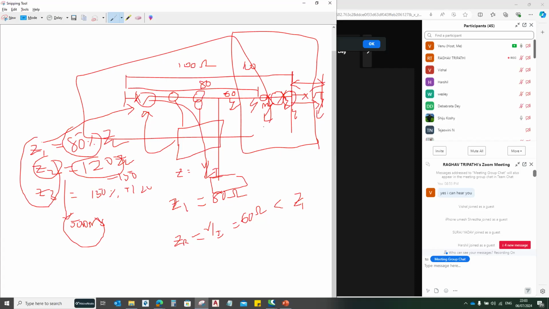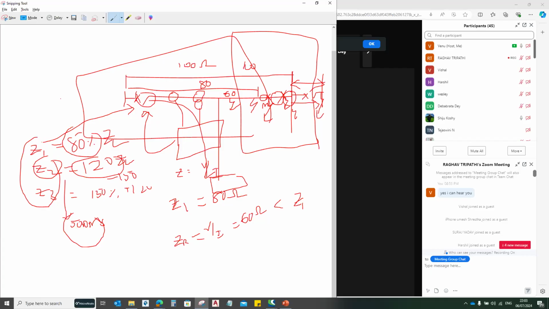To maintain this, they go with 80%, 120 to 150%, then 150% of the protected line plus 100% of the next shortest feeder. So that is time grading. Zone 1 will be instantaneous, zone 2 will be 500 milliseconds, and zone 3 will be again 1 second.